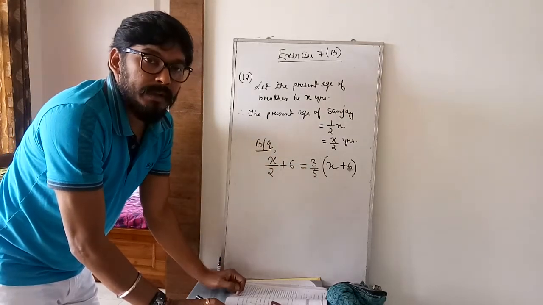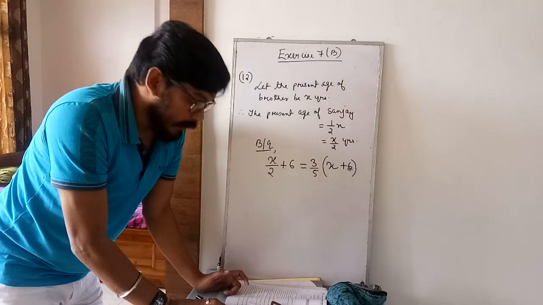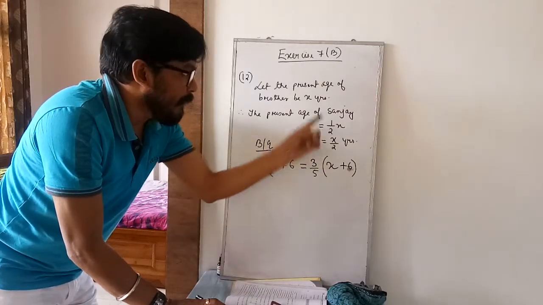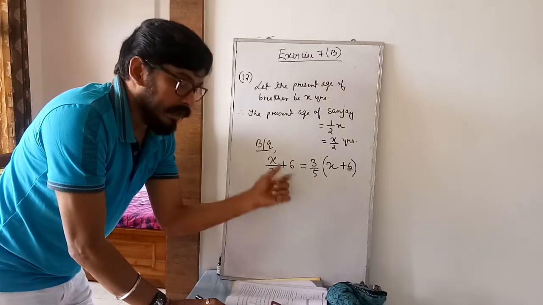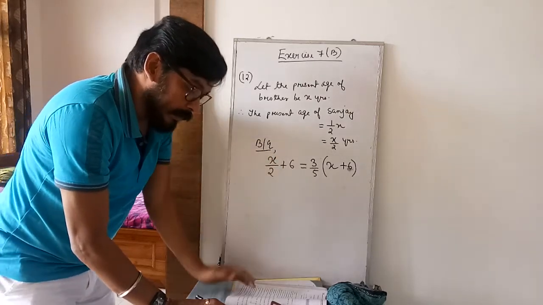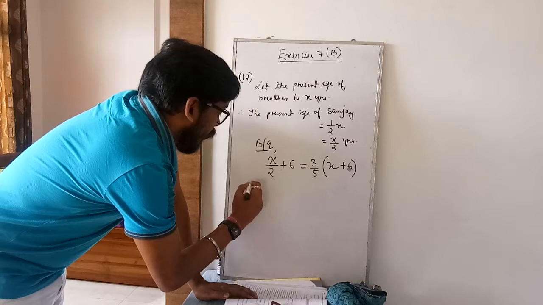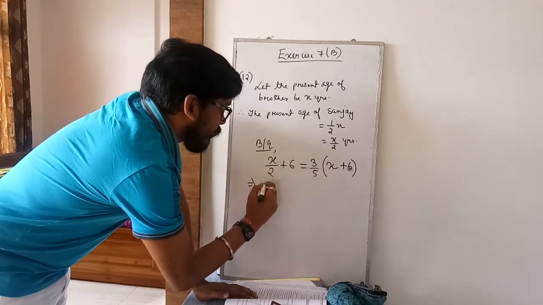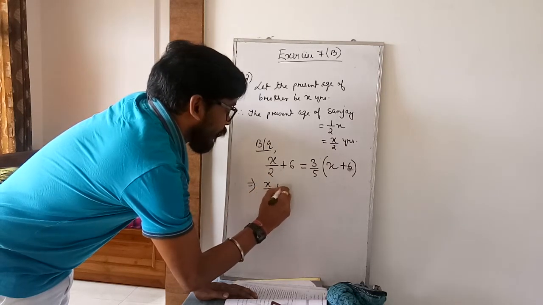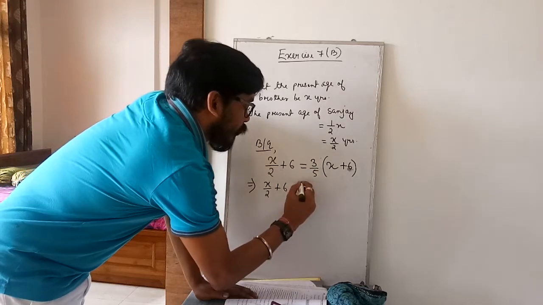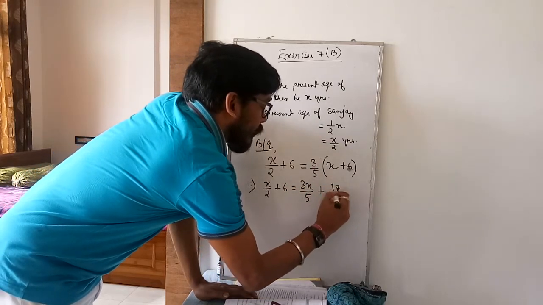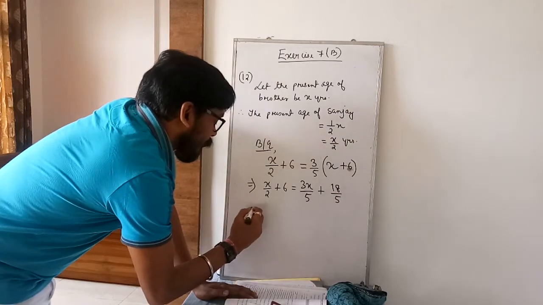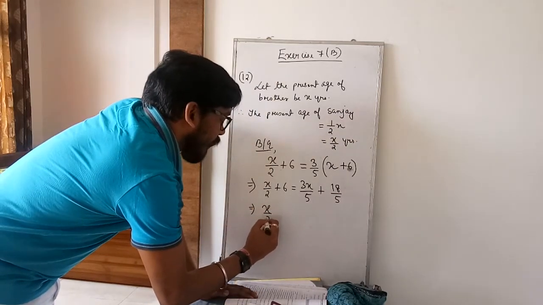So it is written 3 by 5 as old as his brother. Brother is how much? x, so x plus 6. You have taken Sanjay's age after 6 years, so the brother also after 6 years. So now I have to form the equation and solve the sum. So x by 2 plus 6, let me multiply: 3 into x is 3x by 5, and here 3 sixes are 18 by 5. To solve it, I have to bring the x term to one side.